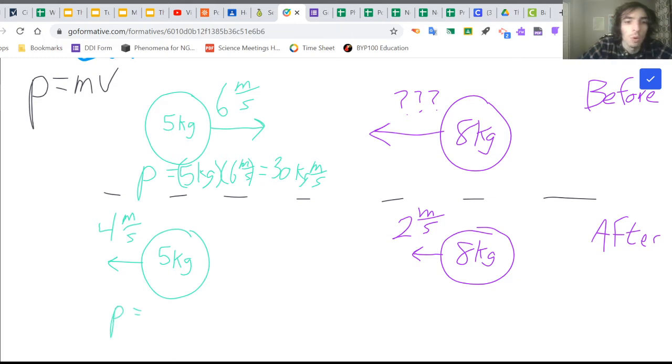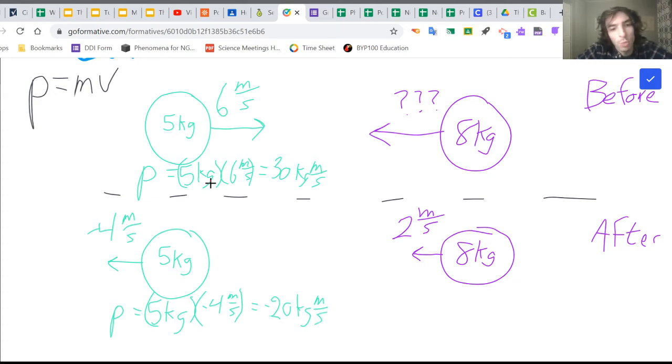So now we have 5 kilograms times 4 meters per second, but here we have this object moving to the left. If it helps, I could put a little negative there. When I'm doing the math here, since we're moving opposite of our positive direction to the right, we'll call that a negative velocity and therefore a negative momentum. Negative 20 kilogram meters per second.